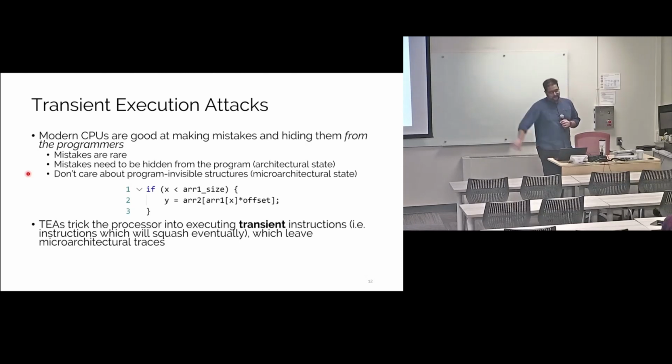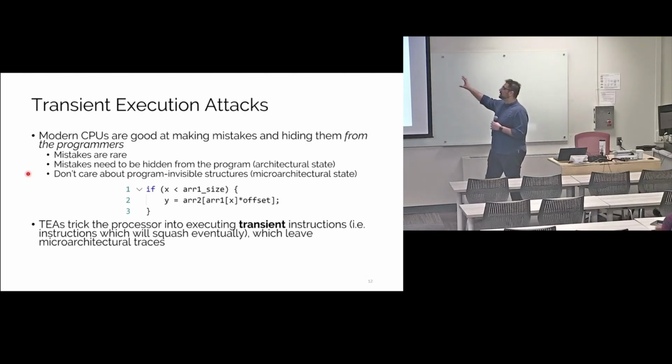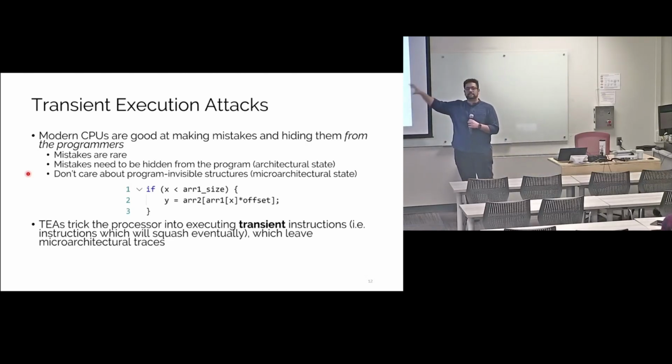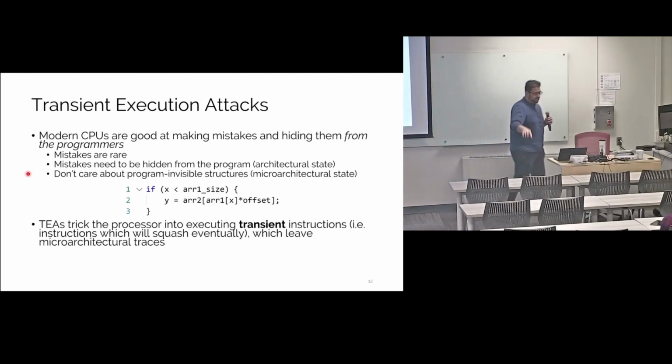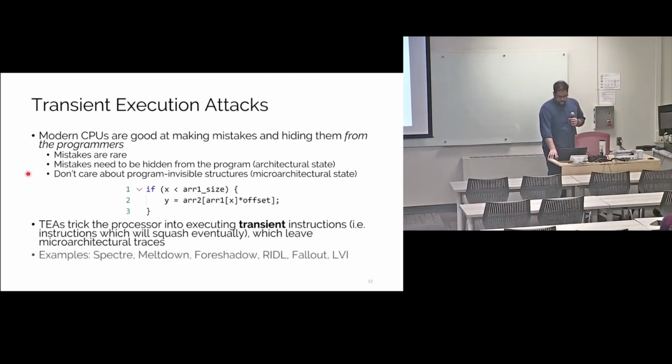So, okay, transient execution attacks trick the processor into executing transient instructions. So what are transient instructions? These are instructions that will definitely squash. They differ from speculative instructions because speculative instructions may or may not squash. So transient instructions are just a subset of speculative. If you read more papers in this space, now you know the terminology. So they trick the processor into executing transient instructions, which leave microarchitectural traces. That's the core idea behind transient execution attacks.